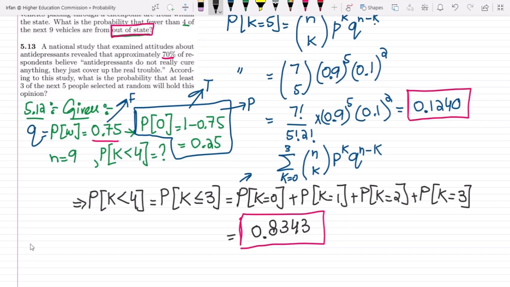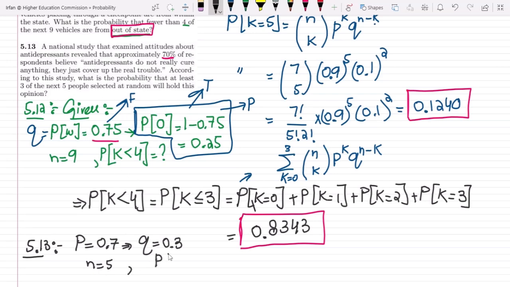Let me solve it here. This is question 5.13. The probability of holding this opinion is 70%, which is 0.7, and the probability of not holding this opinion would be 1 minus p, or 1 minus 0.7, which is 0.3. I hope you have got it. Now the next selected people are 5, so n is 5, and we have to see that at least 3 of the next people hold this opinion.